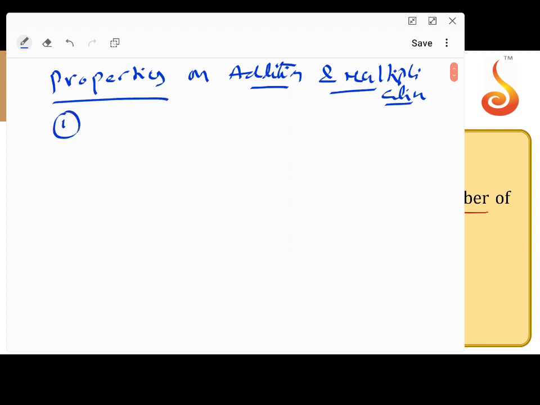The first one, A plus B should be equal to B plus A. The second one, AB is not equal to BA. That means matrix addition is commutative, but multiplication is not commutative. Only in certain cases it will be commutative, which I will explain.